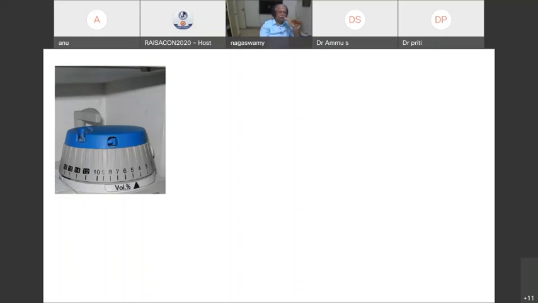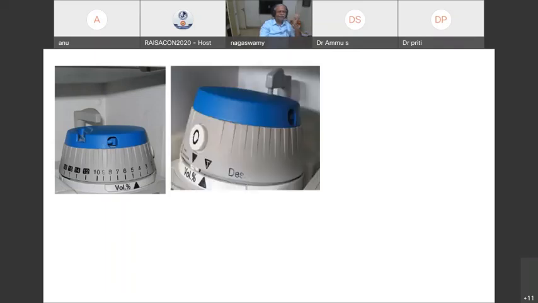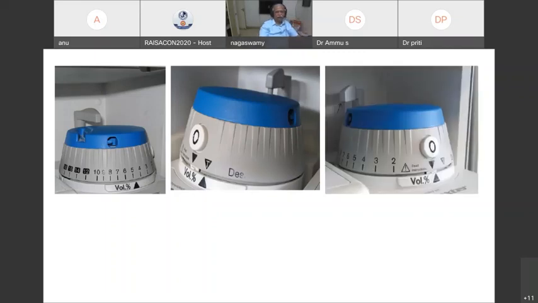We see the dial sitting at 5. Which particular vaporizer dial is this? Desflurane, sir. And what does the T here indicate? The Transport, sir. For transport position. So what is this 0 indicating? Is it in off position or no flow position? Off position.